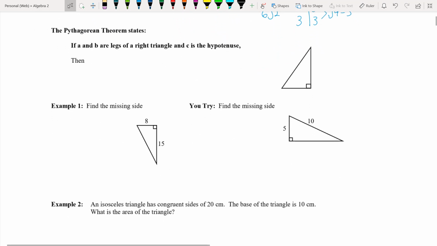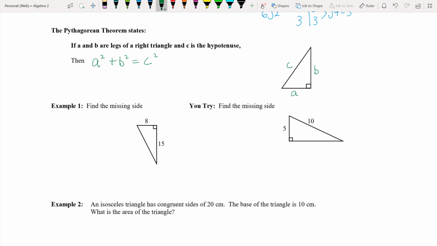All right, so today we're talking about the Pythagorean Theorem, and basically the Pythagorean Theorem says that if A and B are the legs of a right triangle, so I'm going to label my right triangle over here, A and B are the legs, C is the hypotenuse, then the Pythagorean Theorem states that A squared plus B squared is equal to C squared.